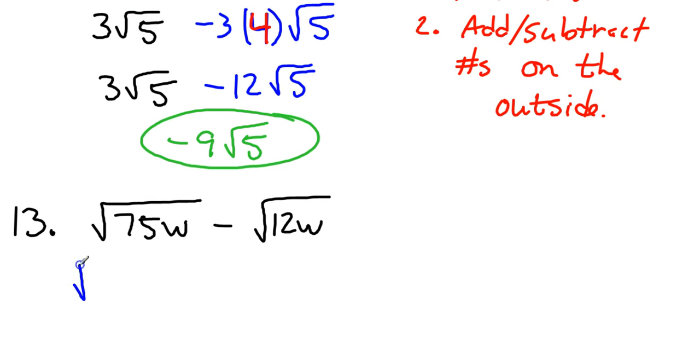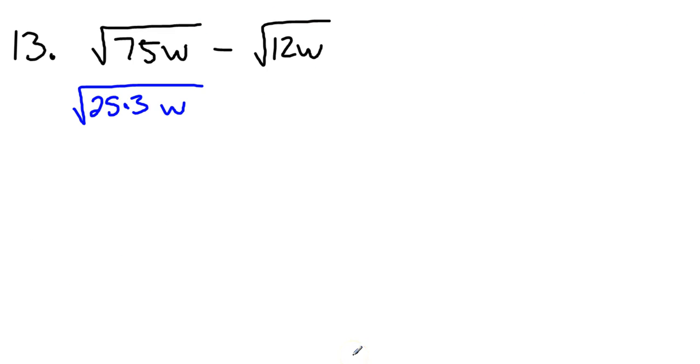Okay, with the 75, that's 25 times 3 times w. So the square root of 25 makes that first number 5. 3 is a prime number, so it's going to stay. And for the w, you need 2 to get it out. There's only 1, so it's going to stay on the inside. And as soon as you've got the 3w, that's kind of your hint, your clue that the other one is probably also going to be the square root of 3w.